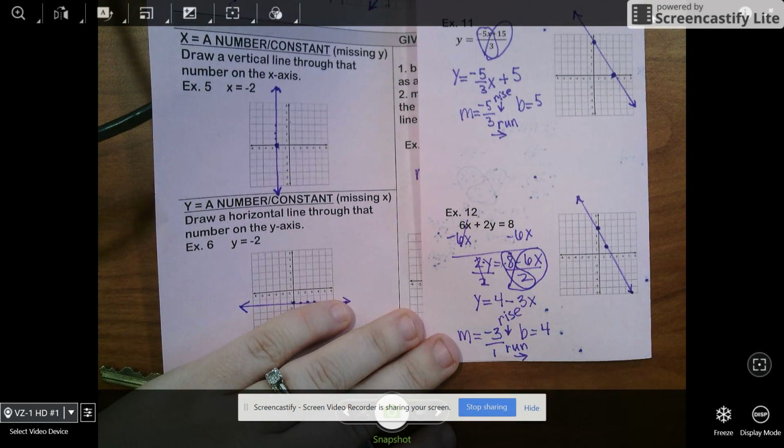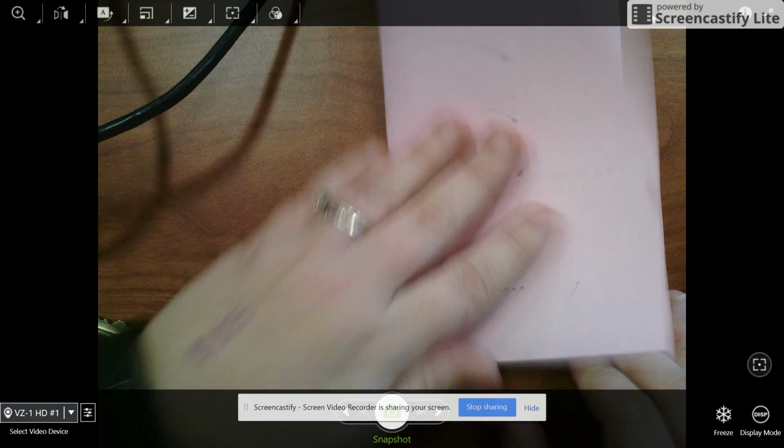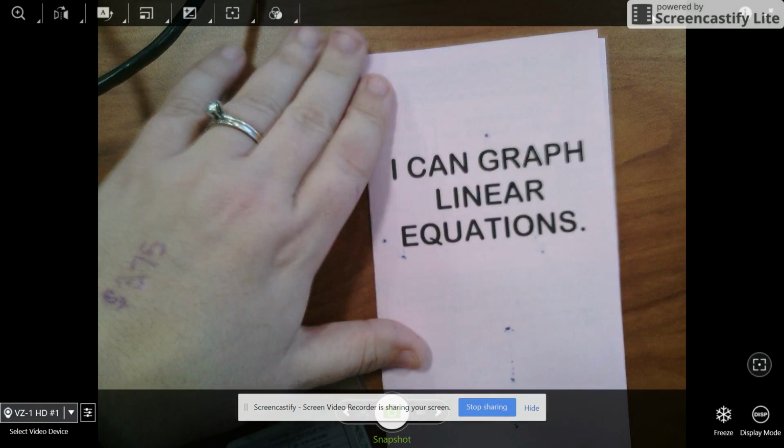And that is how you graph a linear equation, given an equation in any other form. Hope you enjoy.